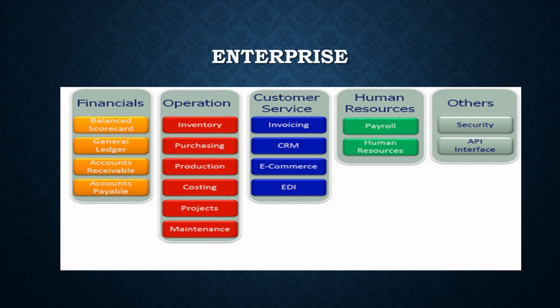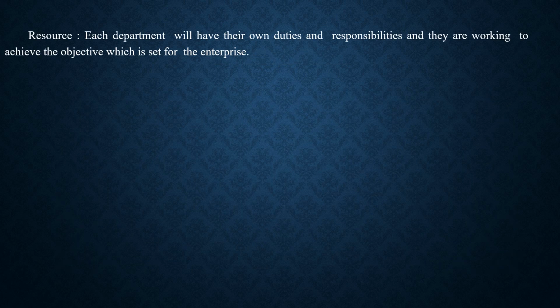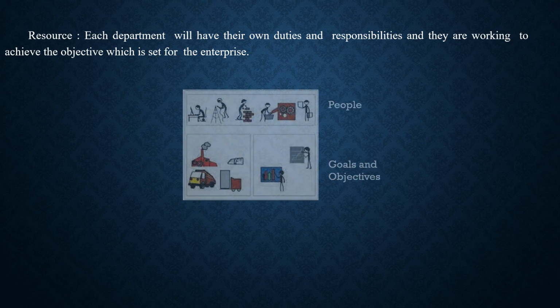In the others, there are the security measures required for the enterprise and the API interface. So all these things are in the form of modules for the enterprise, and these are the different roles which the particular section contains. Now the next term is the resource. Each department will have its own duties and responsibilities, and they work to achieve the objective which is set for the enterprise. Now let's see it with the diagram.